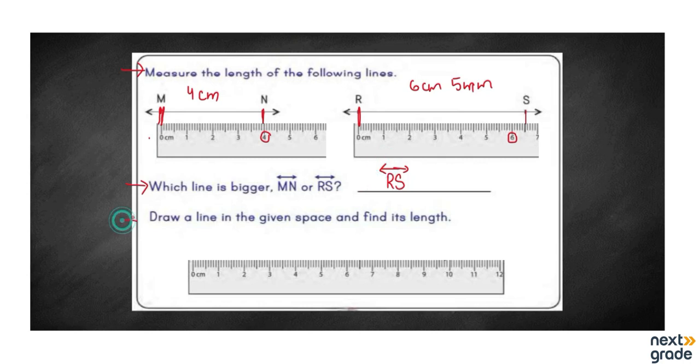Next, what we are gonna do is we are gonna draw a line in the given space and find its length. ठीक है, आप एक लाइन ड्रॉ करेंगे और उसकी लेंथ फाइंड करेंगे, लेकिन लाइन आप कहाँ से ड्रॉ करना शुरू करेंगे? ड्रॉ फ्रॉम हियर. ठीक है, ये हमारा फर्स्ट लाइन एंड पॉइंट होगा. ठीक है, और एंड पॉइंट होने के बाद let's draw the line from here. All right, so I'm drawing the line up till here.